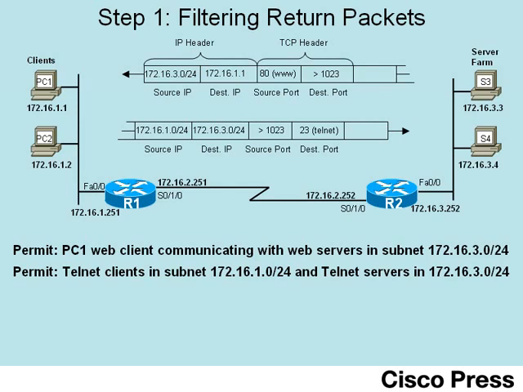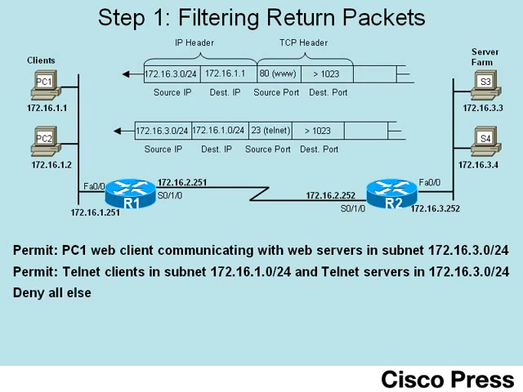So to filter packets sent from the server farm back to the telnet clients, consider those packets now with opposite IP addresses and opposite port numbers. A packet sent from one of the telnet servers then would have a source IP address in subnet 3 and a destination IP address in subnet 1, and similarly it would have a source port of 23, the well-known port for telnet, and a destination port greater than 1023. So that's the hard part. Finally, the third criteria for this access list is to deny all other traffic.